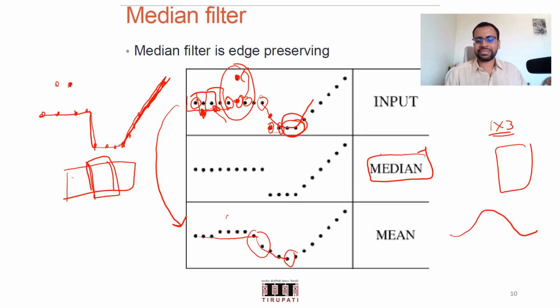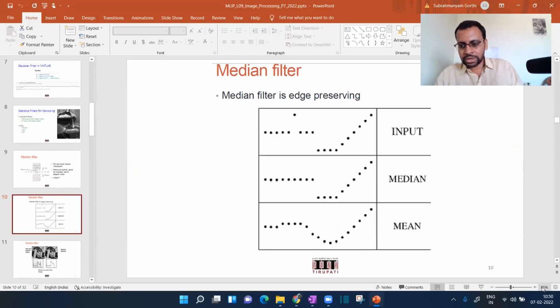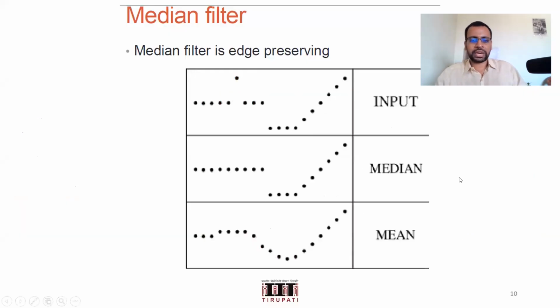Statistical filters, for example, a median filter. Median filter, how do you do it? I think I have spoiled this slide too much, so let me just erase them now and come back here. Right. A median filter, how do you do that now?